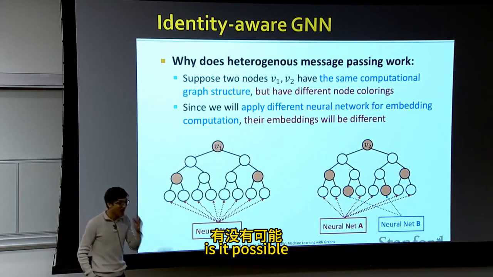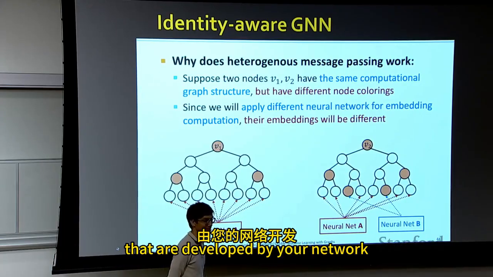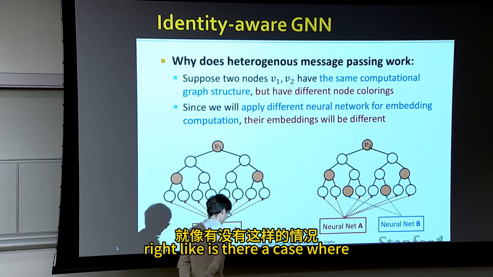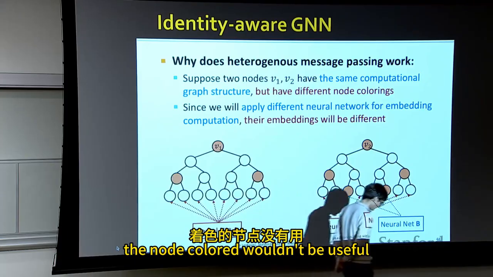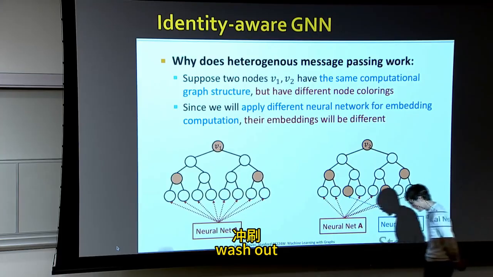Yes? Is it possible that the loss function won't transfer any information, such that the weights that are developed by neural net A and B are actually not any different? Like, is there a case where the node coloring wouldn't be useful, and so this heterogeneous message passing would just sort of wash out?